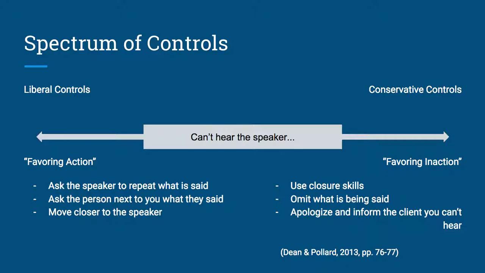Liberal control choices in this context means favoring action versus conservative control choices, which means favoring inaction. For example, if you can't hear the speaker, a few liberal controls may be to ask the speaker to repeat what they said, ask the person next to you what they said, or move closer to the speaker. Conservative controls for the same demand would be to use closure skills to piece together what may have been said, omit what has been said, and or apologize and inform the client that you cannot hear the speaker.